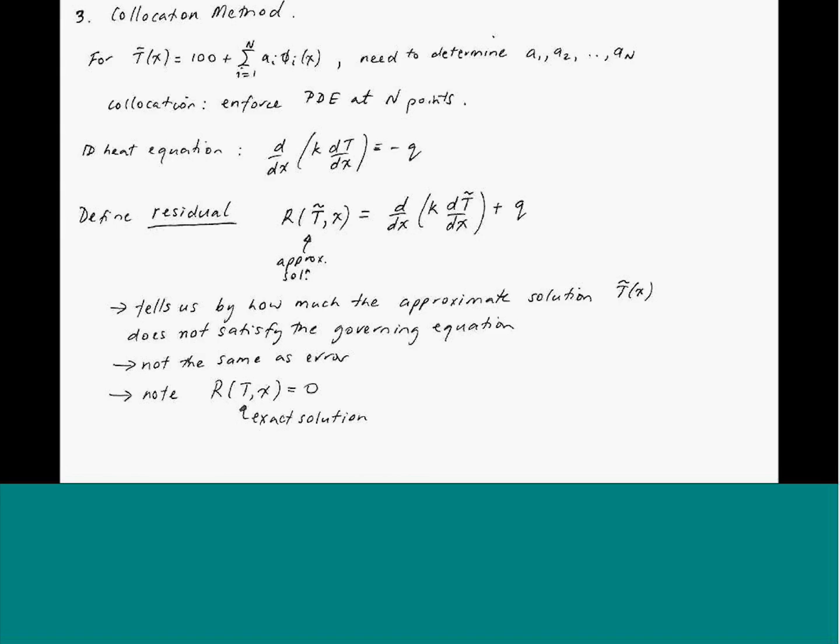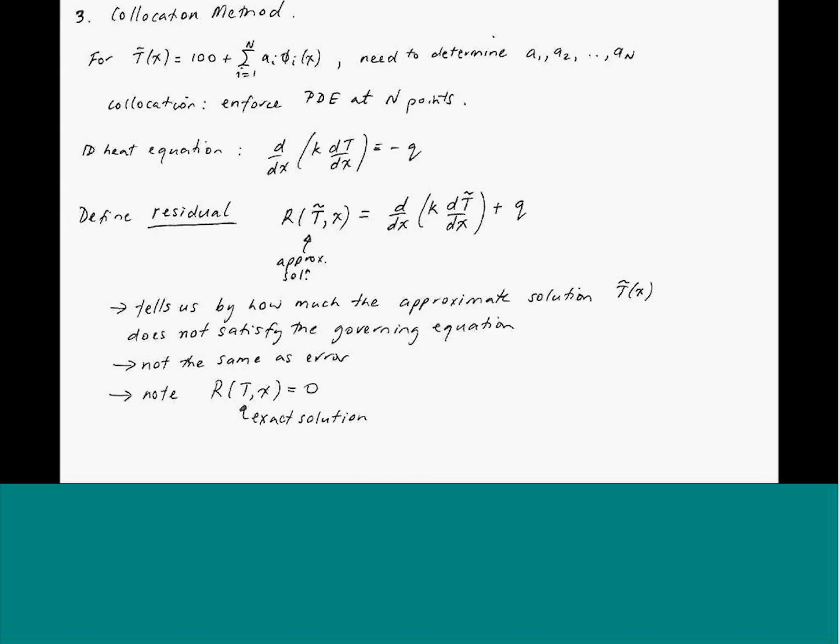So what does collocation say? Collocation says, let's pick n points. Let me draw my rod back up here, from minus L over 2 to L over 2. Let's pick 2 points in the domain, this point and this point, and let's enforce the PDE at those points. Let's make sure that the PDE is satisfied.